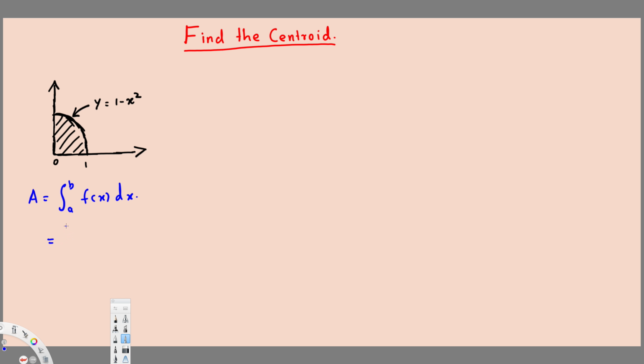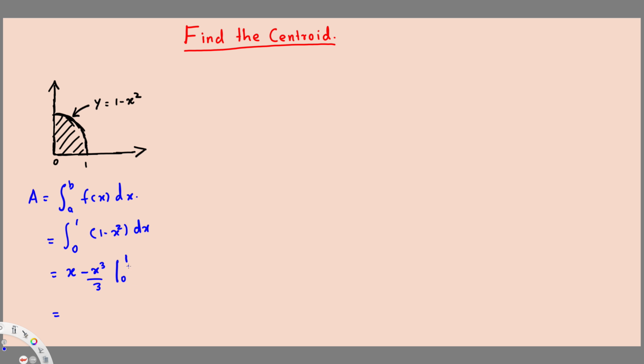So we have the limits of integration provided, 0 to 1, and f of x is going to be this function, 1 minus x squared, dx. So let's do the integration. This is 1 minus x squared, within the bracket, dx. Integrating, we get x minus x cubed divided by 3, going from 0 to 1.